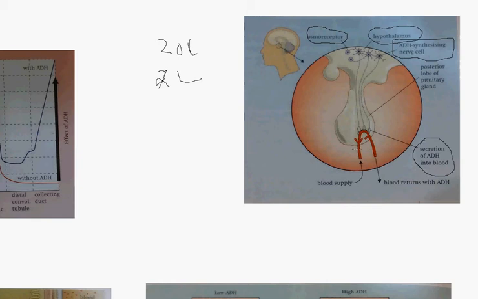So there are cells which produce ADH. So you've got a mechanism. You drink 20 liters, the brain gets stimulated, but in more detail, the osmoreceptors get stimulated, and they cause the ADH synthesizing nerve cells to be stimulated and to release their ADH. And this ADH joins the blood circulatory system at the pituitary gland.